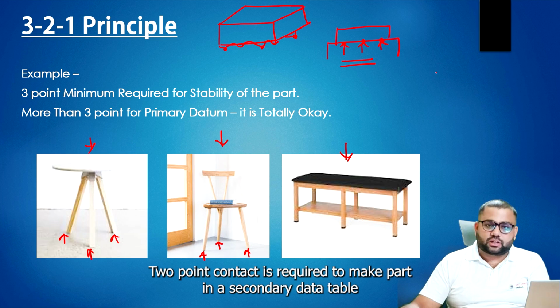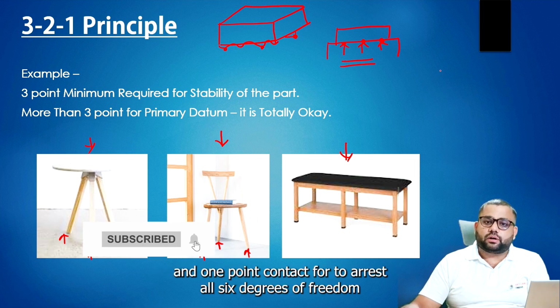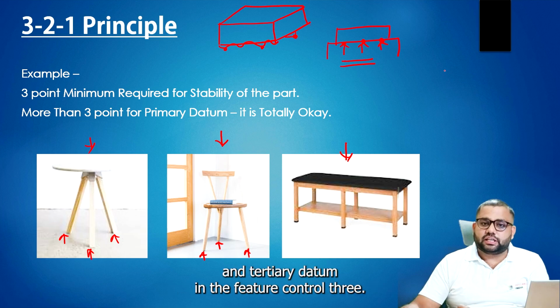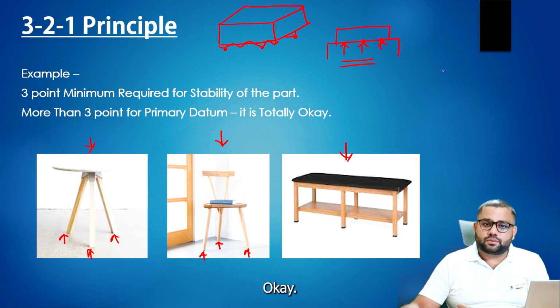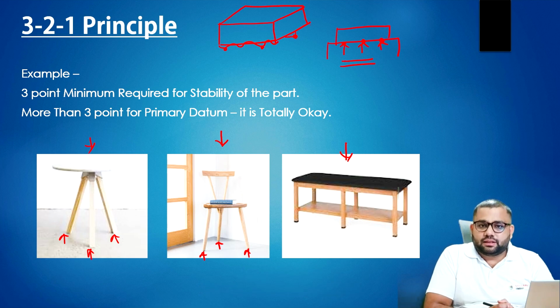2 point contact is required to make the part stable in a secondary datum, and 1 point contact to arrest all 6 degrees of freedom across the primary datum, secondary datum, and tertiary datum in the feature control frame. So this is all about the 3-2-1 principle.